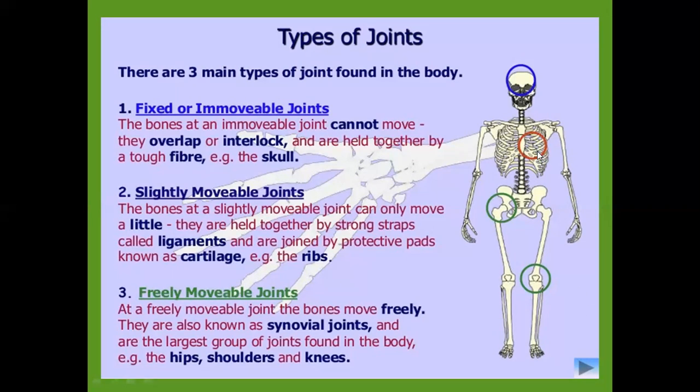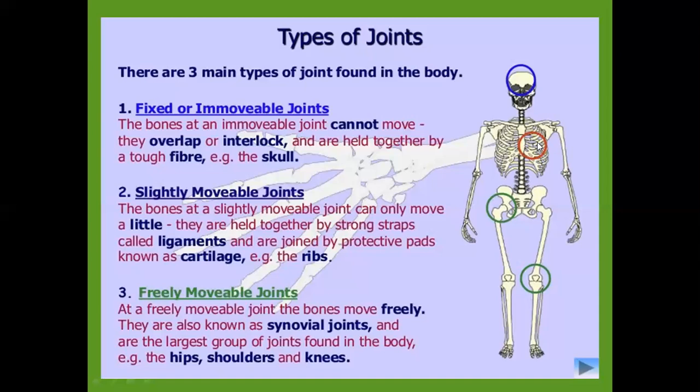Now, number two, slightly movable joints. These joints allow slight movement. For example, the vertebrae. You can see here the vertebral column, the vertebrae, and the bones of the ribs.